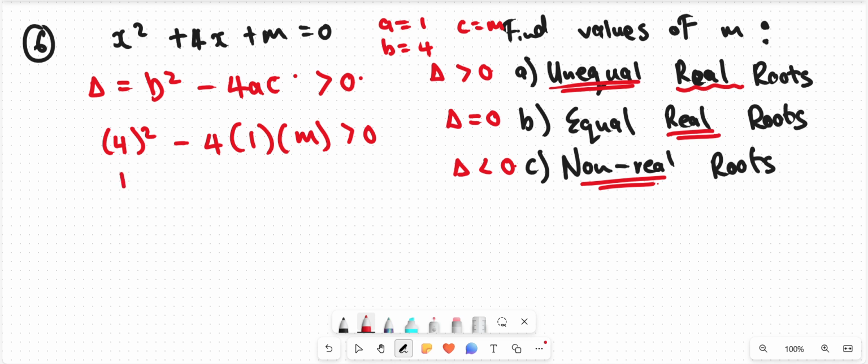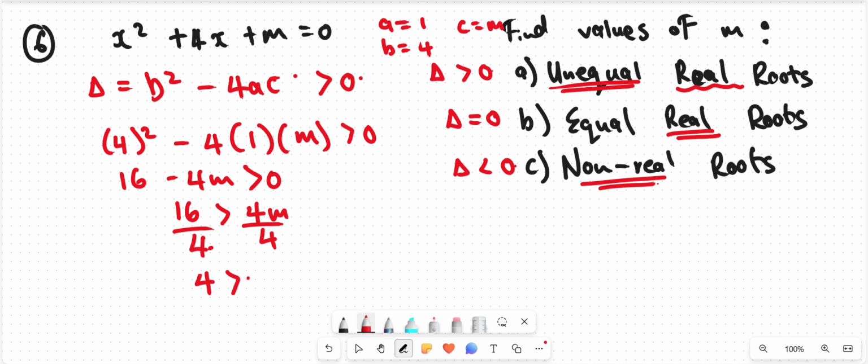And then if I solve for that, I have 16 minus 4m is greater than 0. I take my m to the other side. 16 is greater than a positive 4m. Divide by 4, divide by 4. And so this means 4 is greater than m. Or you could read this as m is less than 4. And there we go. That is question A.